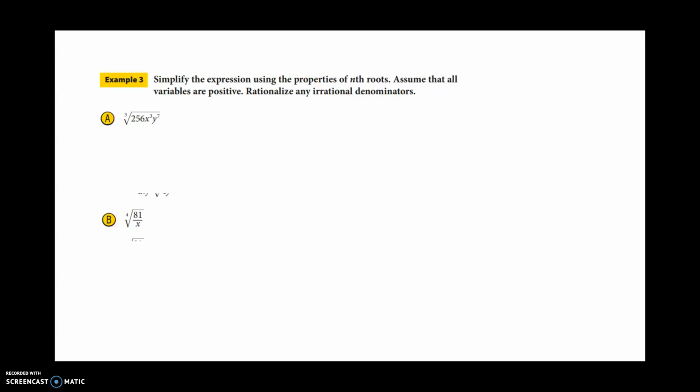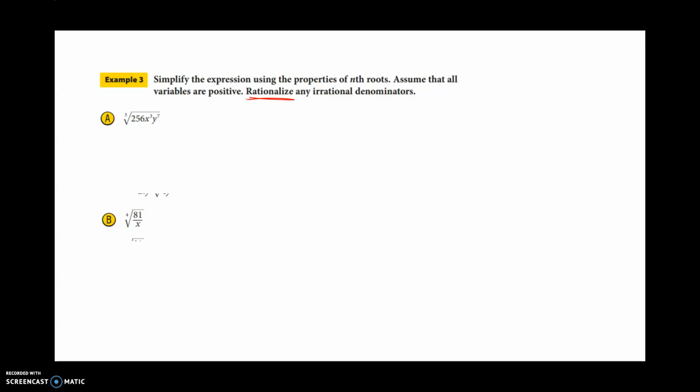So let's try some. Simplify the expression using the properties of nth roots. Assume that all the variables are positive. We're not going to worry about that. We didn't even talk about it. And rationalize any irrational denominators. If we hit that, we'll show you what that means. We've rationalized denominators in the past.